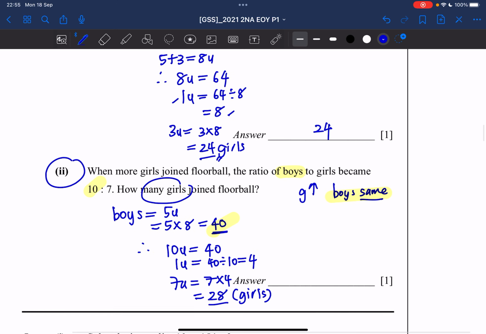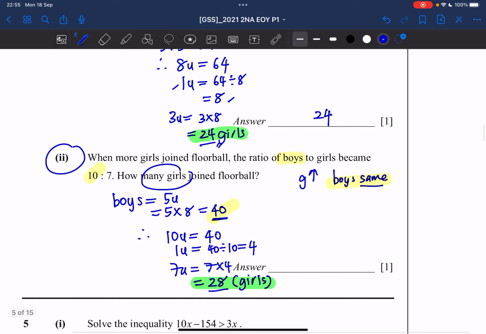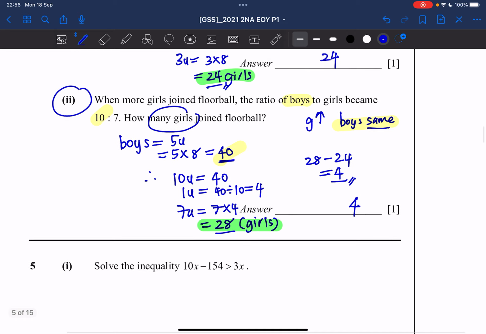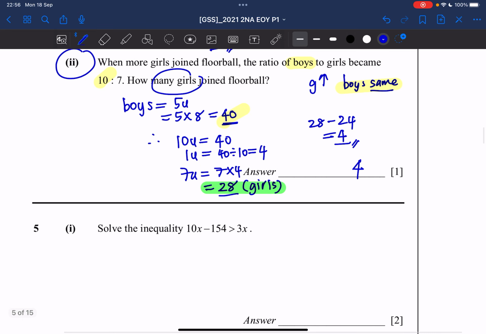Okay, so what happened is you compare. Previously there was 24, now there's 28. So how many girls join floorball? They mean the additional number of girls. So it's just 28 minus 24. Answer is just 4 more girls. So 4 here.